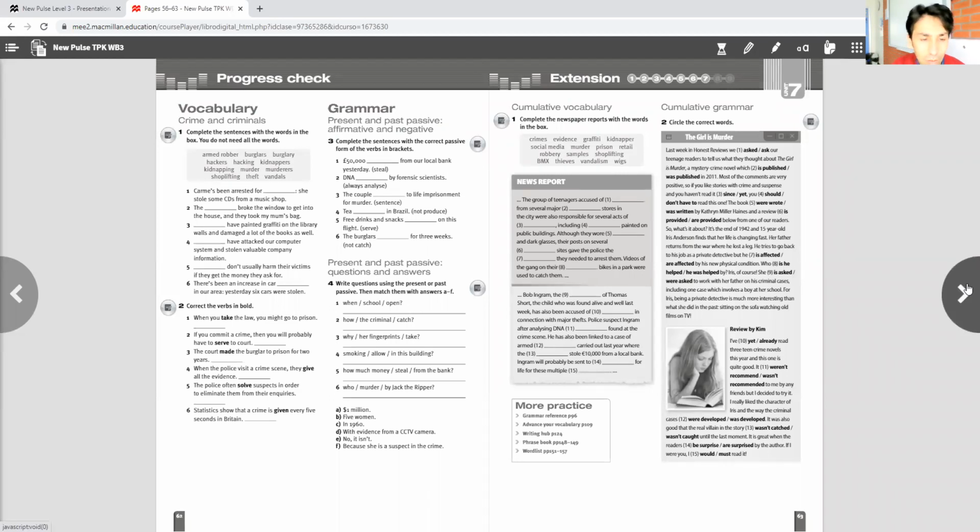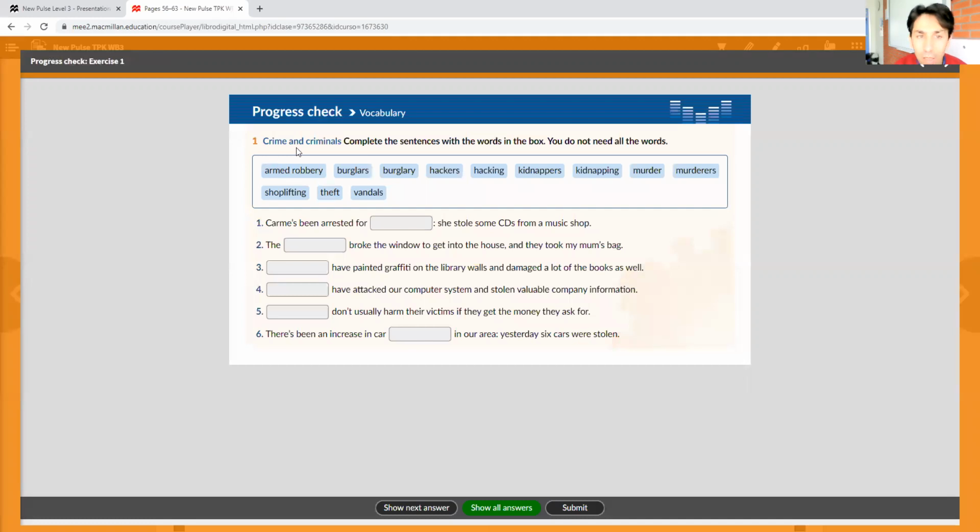And we will have progress check here, vocabulary part. I will do the vocabulary part. Okay, this part is about vocabulary. Crime and criminals. Complete the sentences with the words in the box. We have some words here, and we will use them to complete the sentences. You do not need all the words. Okay, some words are extra.